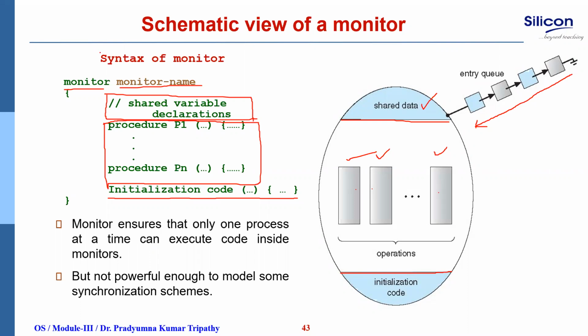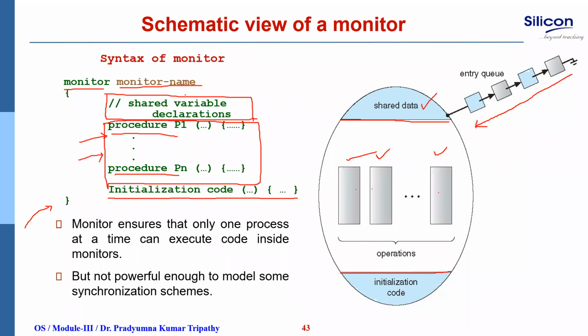As this is encapsulated, any object of the monitor type can only have access to these procedures. So we have a restriction that every process that wants to access these variables has to go through these procedures. They cannot have direct access to these variables. However, the procedures can have access to the variables.